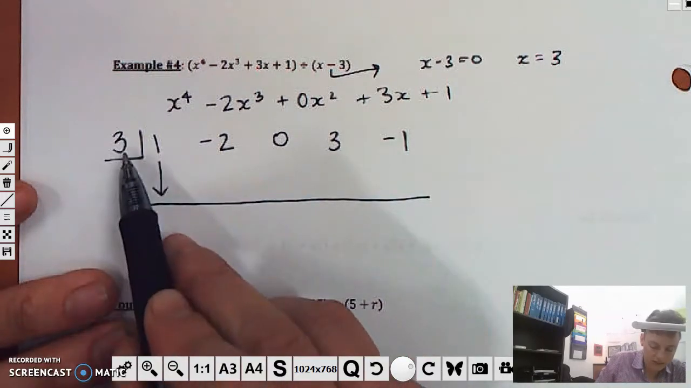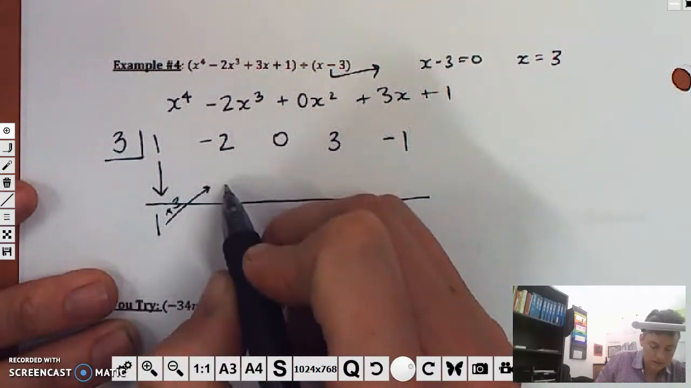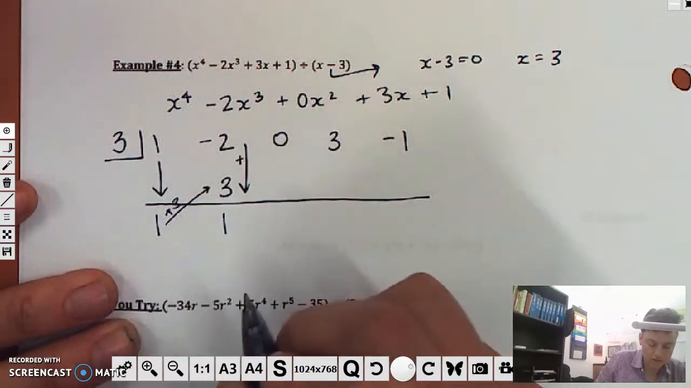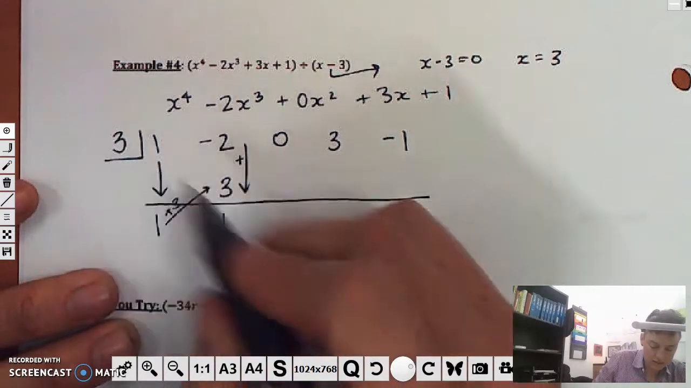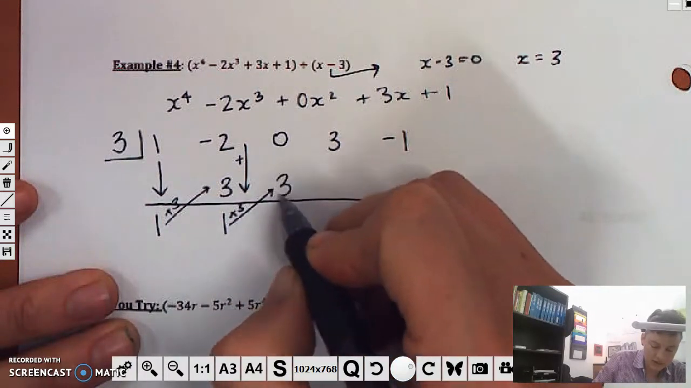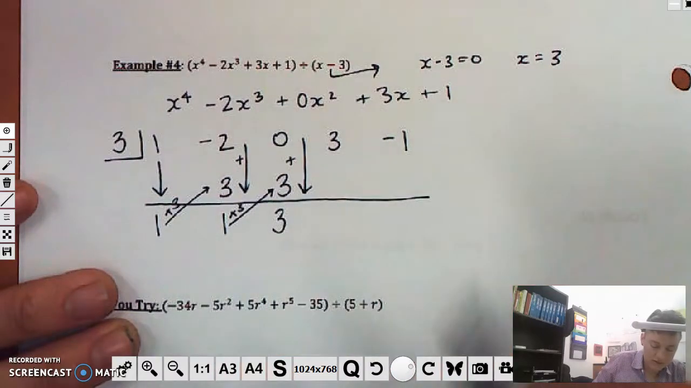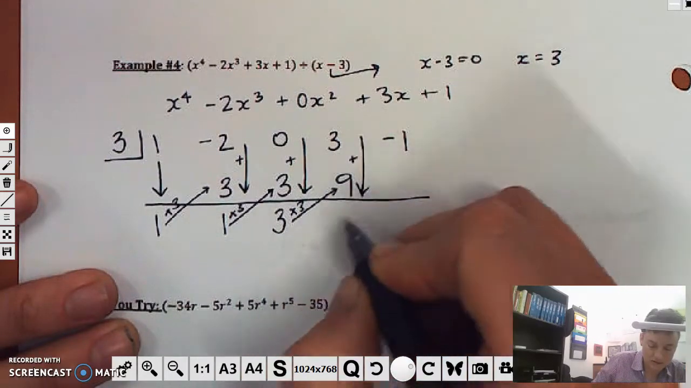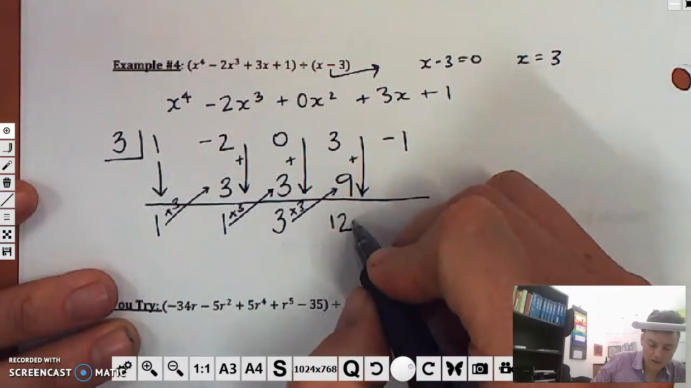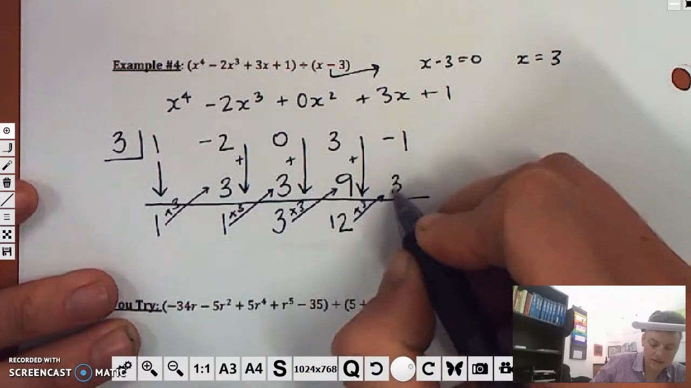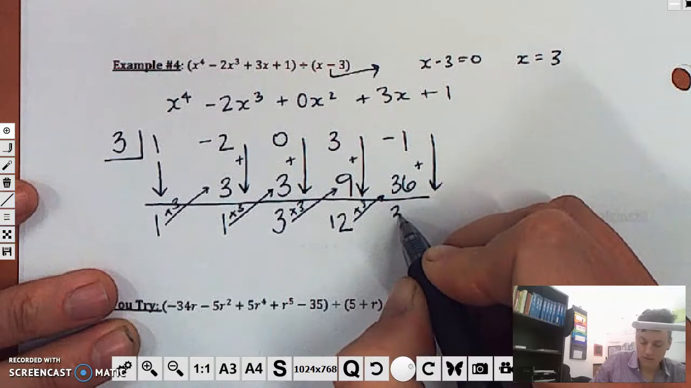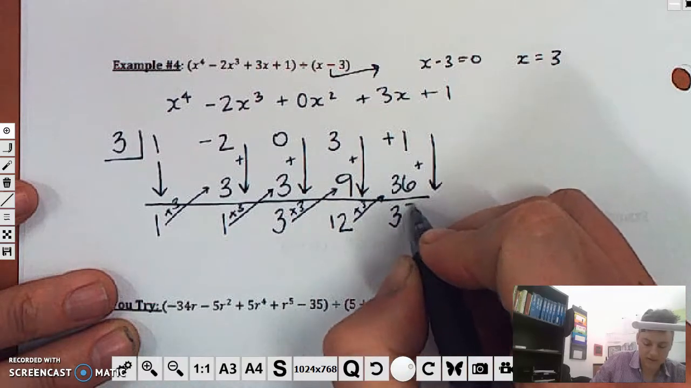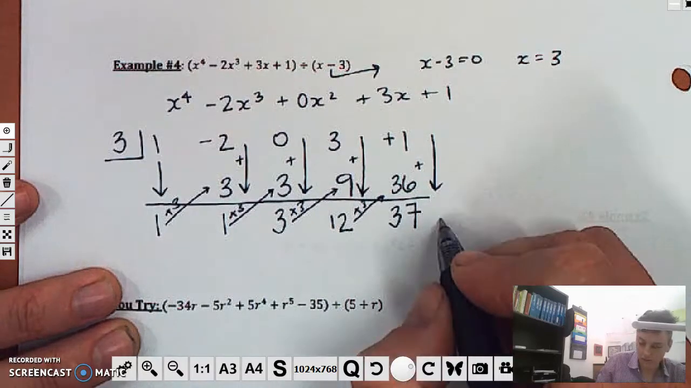So 1 times 3 is 3. Now we add straight down. Negative 2 plus 3 is 1. All right, cool, let's do that again. 1 times 3 is 3, and we add straight down. 0 plus 3 is 3. Now we're doing 3 times 3 is 9. Add straight down is 12. And 12 times 3 is 36. And we add straight down and we get 37. Whoops, that was supposed to be a positive 1. Cool. Positive 1, 37. All right, so again, this is our remainder.